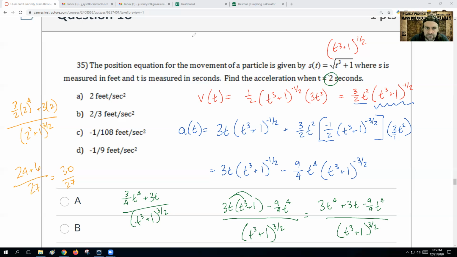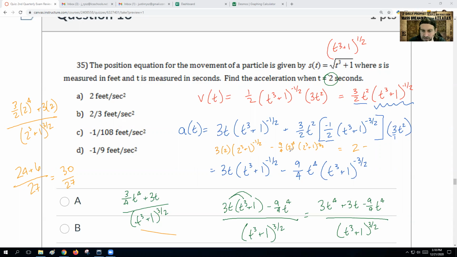Let's see if I can figure this out. Let's see if I messed up over here. I know this derivative is probably good. It's 3 times 2 times 2 cubed plus 1 to the negative 1/2 power. I'm just going to plug in 2 to this, minus 9/4 times 2 to the 4th times 2 cubed plus 1 to the negative 3/2 power. What does that equal? This would be 9 to the negative 1/2 power, that'd be 1/3. That goes away, so that'd just be 2.